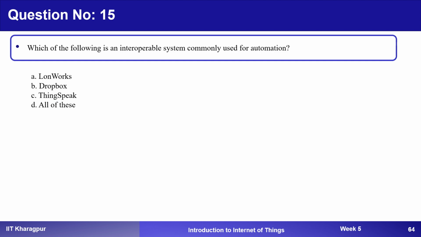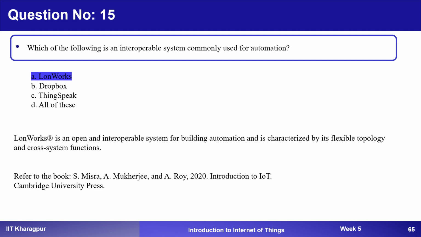Next question is, which of the following is an interoperable system commonly used for automation? Options are LonBox, Dropbox, ThingSpeak, all of these. Which of the following is an interoperable system which is commonly used for automation? So the correct option for this is LonWorks.